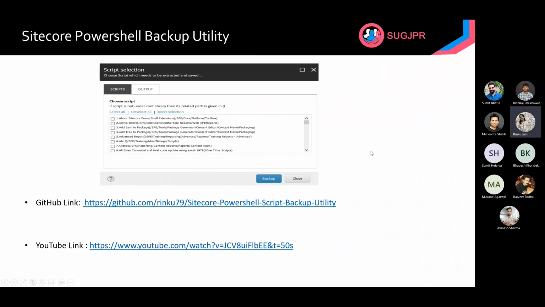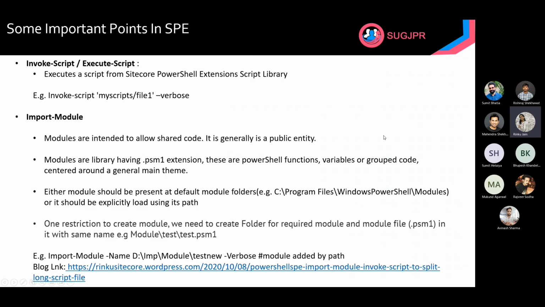Okay, now come to the next topic, and that is related to some important points in SPE. We'll start with Invoke-Script. It has an alias, that is Execute-Script. So both have the same purpose. What it does is it executes the PowerShell script. So let's say we want to execute one script inside another script. We can use that.